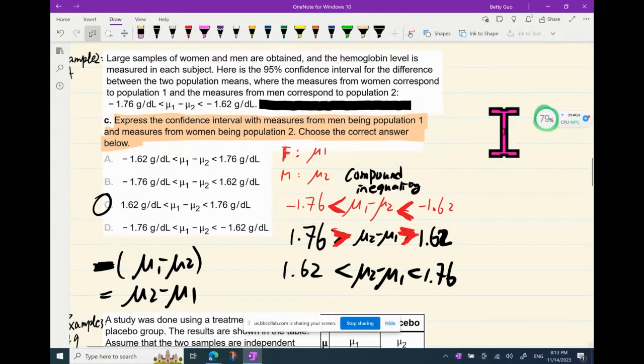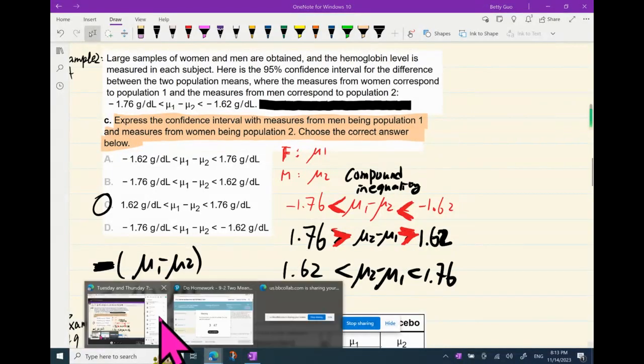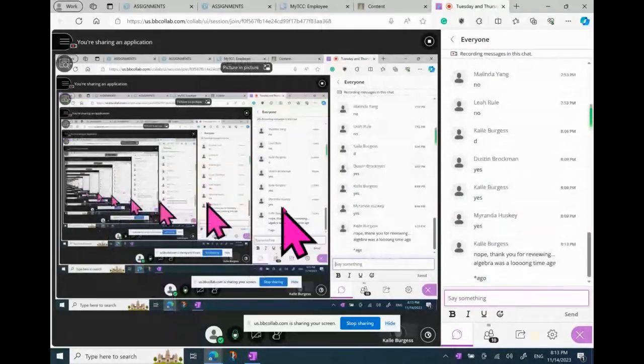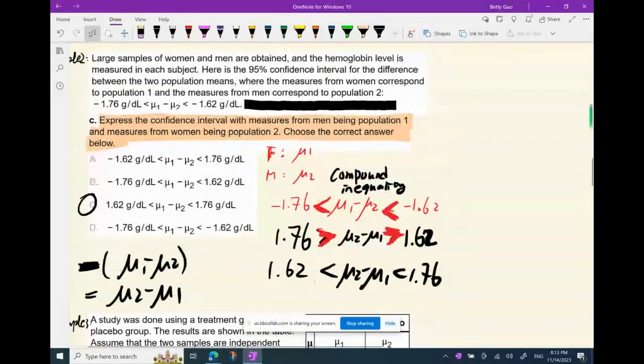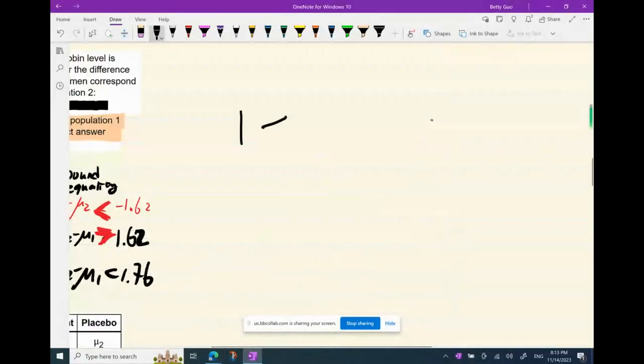All right? Okay, let's see if you understand that. You don't understand that? Thank you for reviewing. Algebra was a long time ago. Okay, so how about this, Kelly? We all know this is a true statement, right? Sorry, I was replying to the "nope, I got it" of just like, you asked if we didn't get it, sorry. And so you're fine. I can understand the confusion. Thank you.